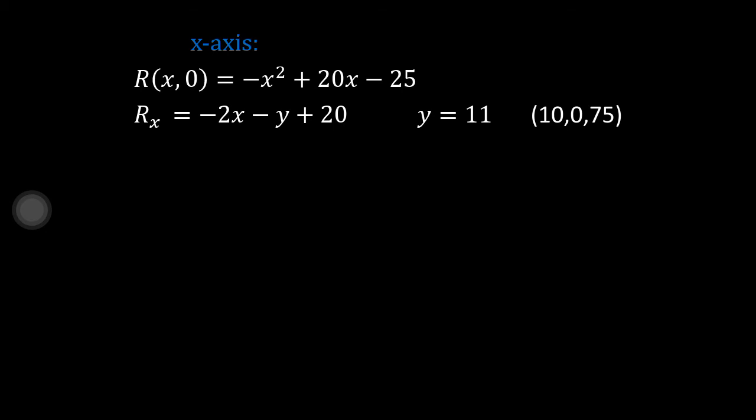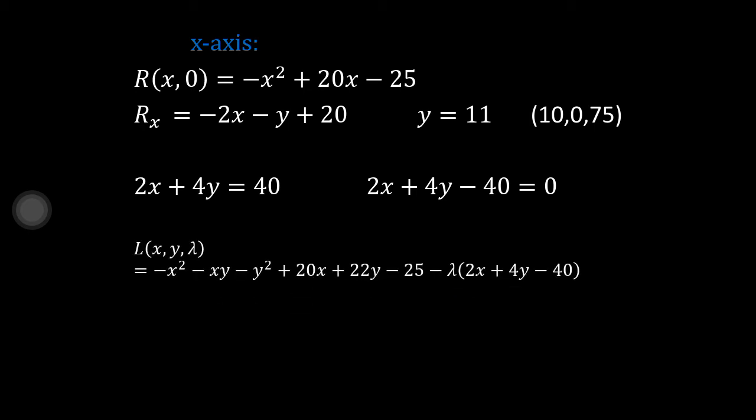To check along the line 2x plus 4y is equal to 40, gagamitin natin yung Lagrange multipliers to determine the possible critical values. Subject to the constraint, yung constraint is written as 2x plus 4y minus 40. So, yung Lagrange function na na-form natin is L of x, y, and lambda is equal to negative x squared minus xy minus y squared plus 20x plus 22y minus 25 minus lambda multiplied to the constraint 2x plus 4y minus 40.